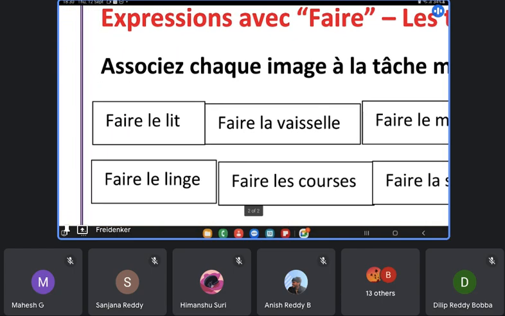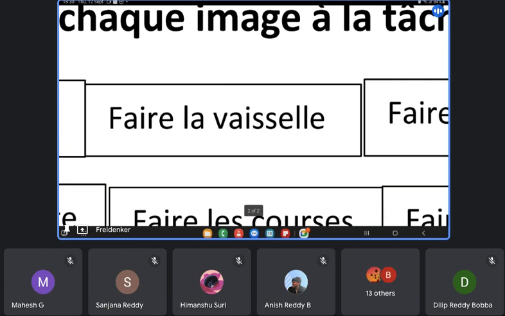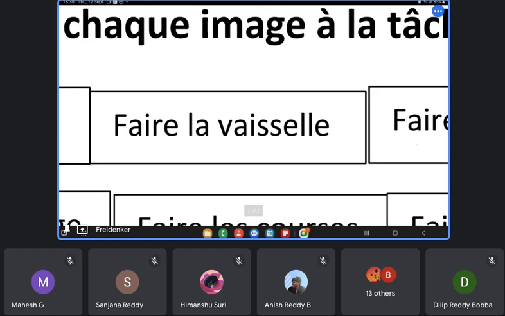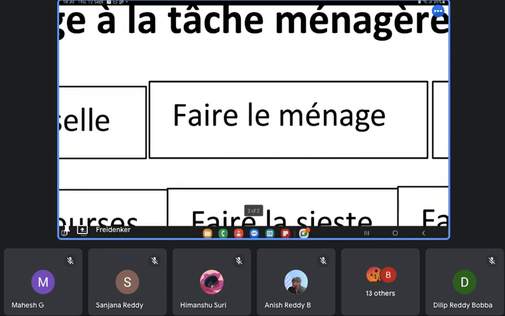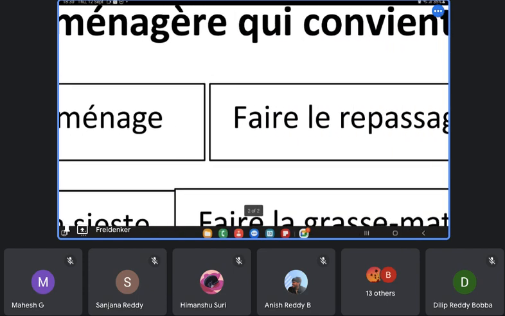So, faire le lit means to make the bed or to do the bed. Faire la vaisselle means to do the vessels, basically. So, basically, you're washing the utensils. Vessel, vaisselle. See, sounds very similar. Faire la vaisselle. To wash the utensils or to clean the utensils. Literally means to do the vessel. Faire le ménage. Ménage is again household chores. So to do the household chores. Whatever works you have at home. Faire le ménage.